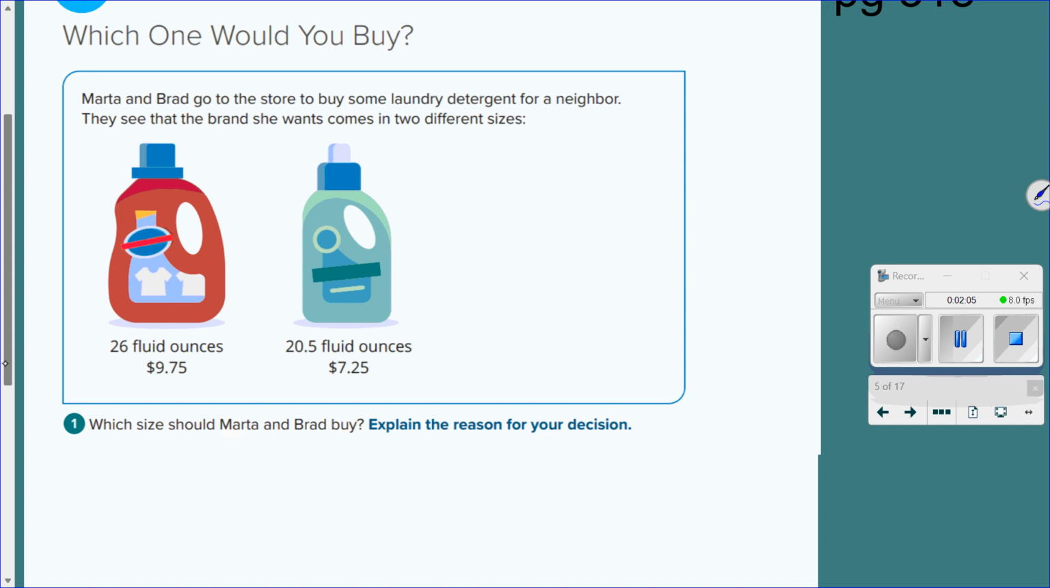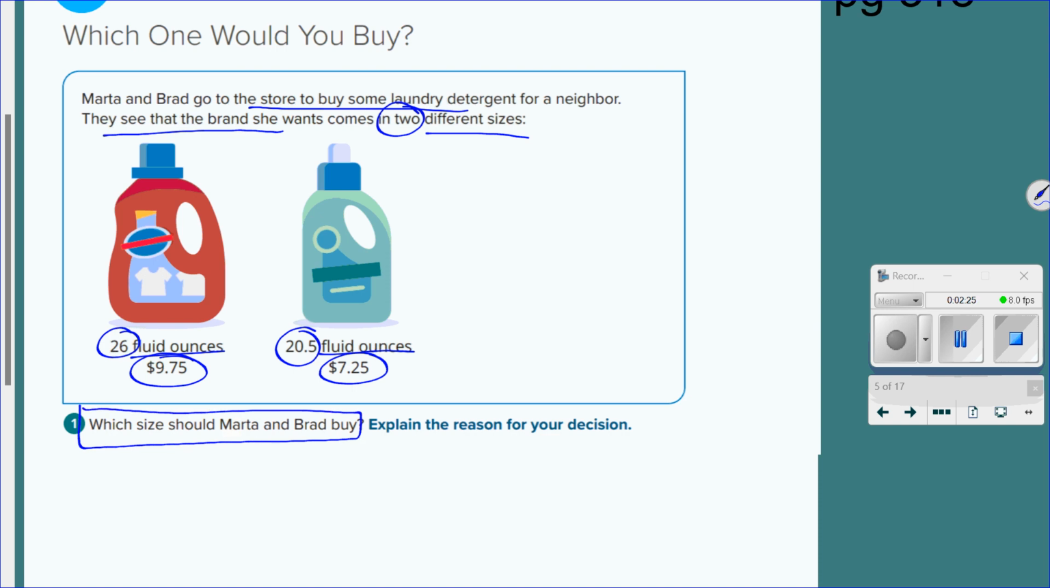All right, Marta and Brad go to the store to buy some laundry detergent for a neighbor. They see that the brand she wants comes in 2 different sizes: 26 fluid ounces for $9.75 and 20.5 fluid ounces for $7.25. Which size should they buy, and explain why? So I'm going to give you about 2 minutes to think about it, and then I will come back and give you a hint if you are lost.